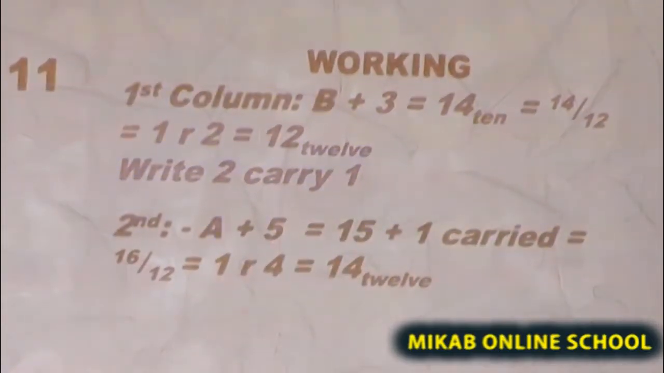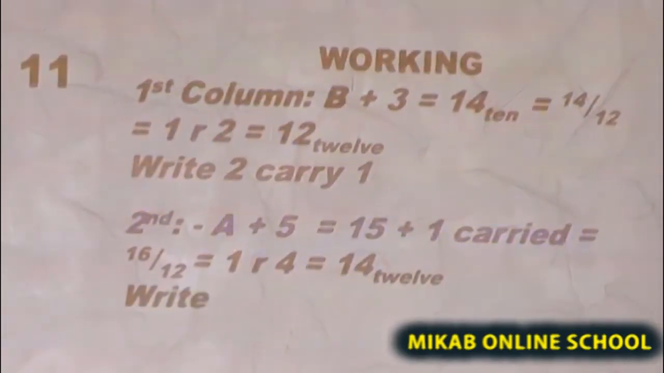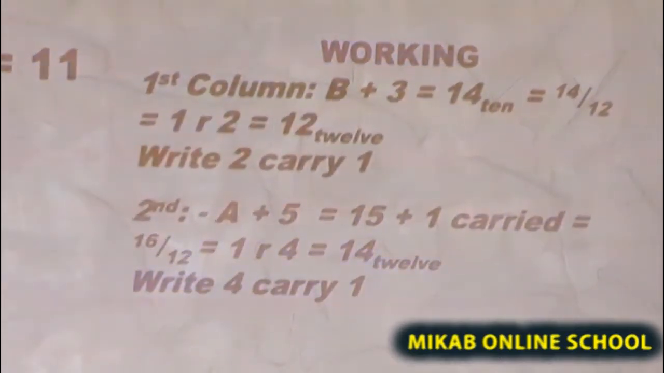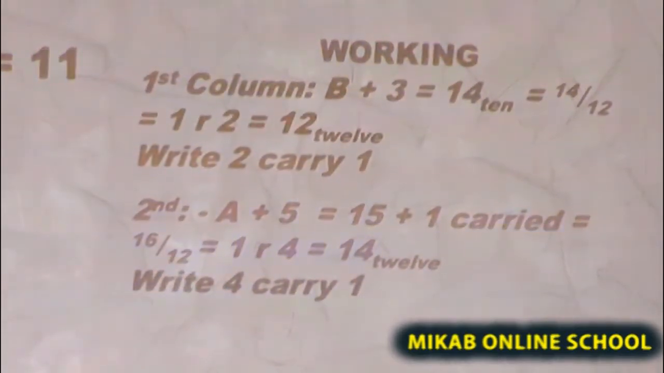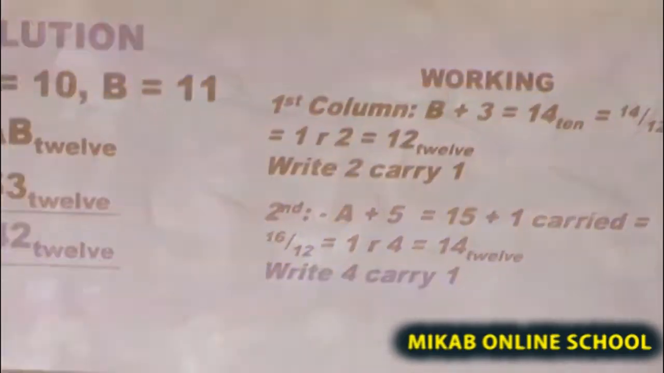Now converting that 16 in base 10 to base 12, I divide by 12. And the number of 12s I can find in 16 is 1. So 1 remainder 4, I will have 14 in base 12. So I am going to write 4 and carry 1. That's why we have 4 there.